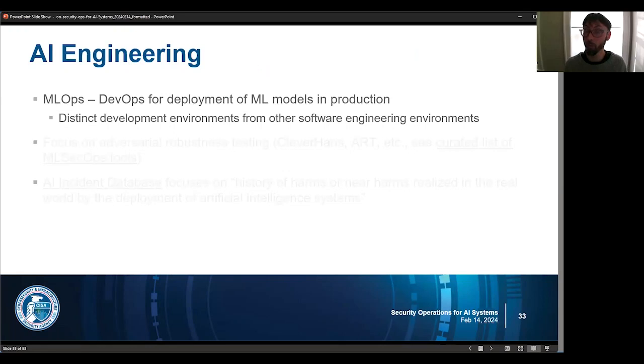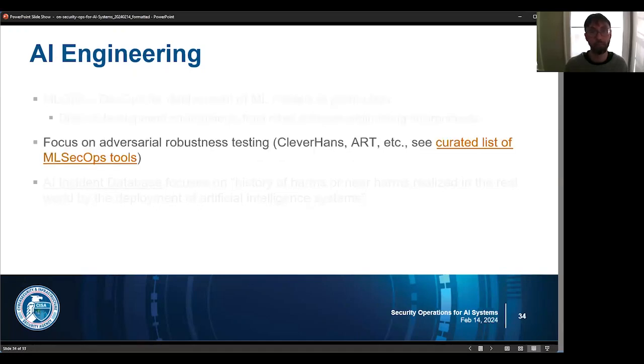Given the data requirements and data engineering, MLOps is distinct from DevOps, right? There are different requirements on the engineering environments. So we've already got sort of its own thing there. A lot of folks have focused on adversarial robustness testing. So CleverHans and ART are open source tools that do that. There are whole lists of that. If you look at ML SecOps, that is a list of curated tools on GitHub with a bunch of links.